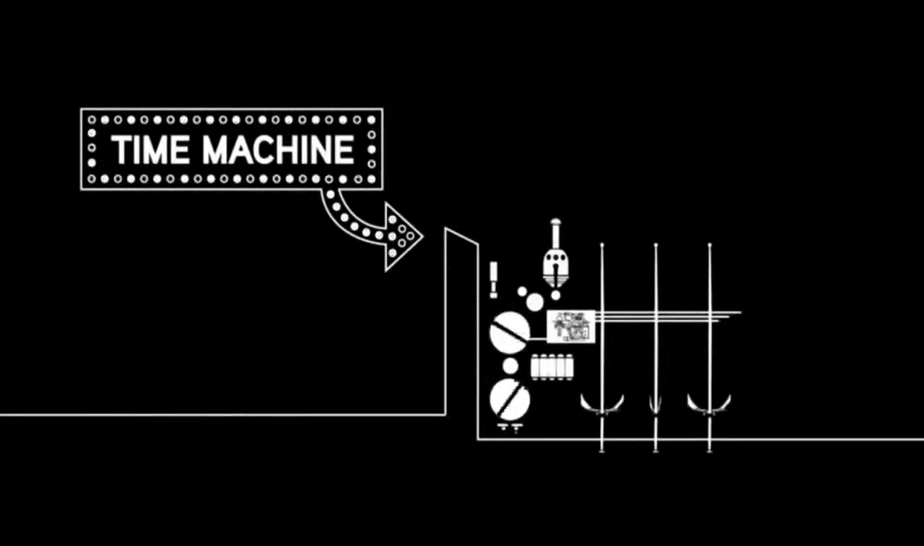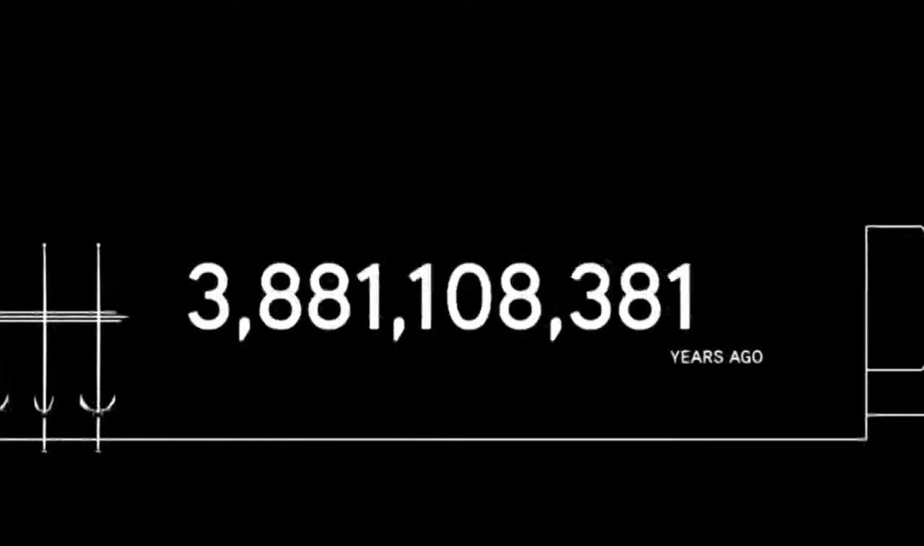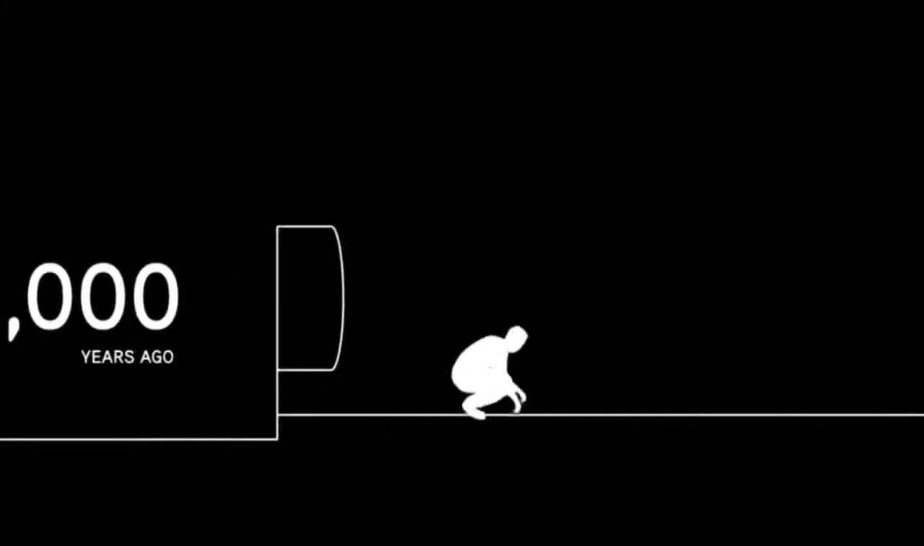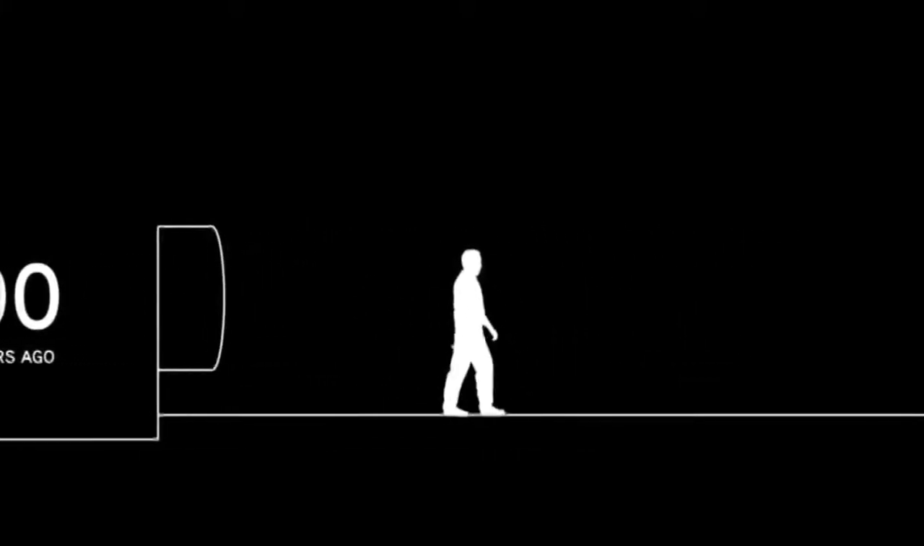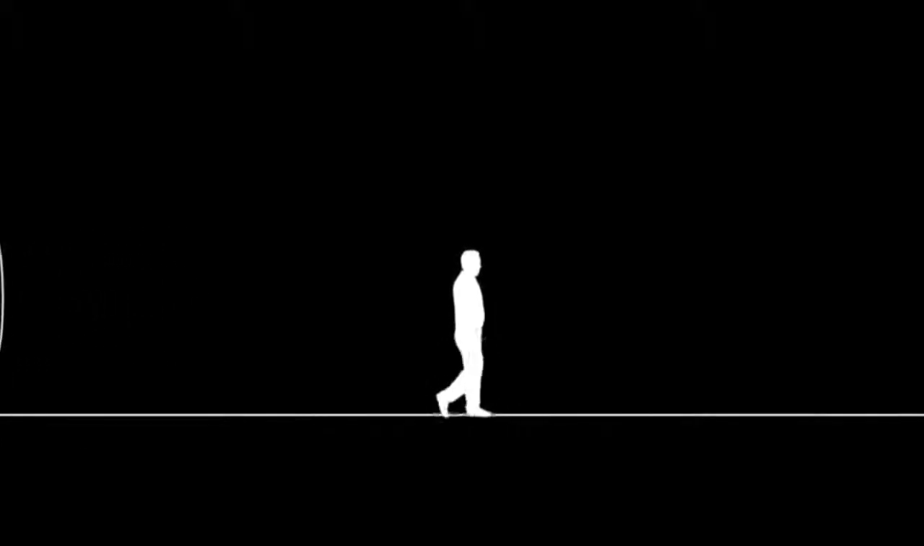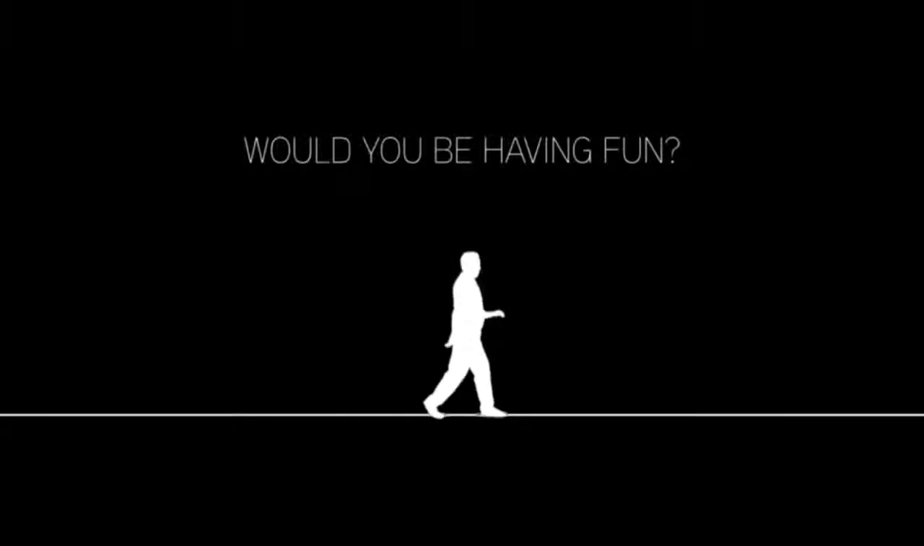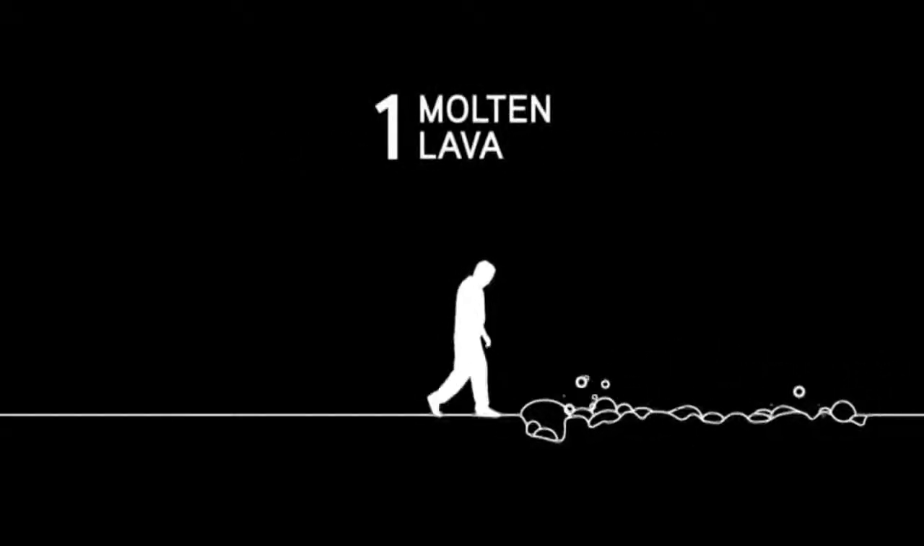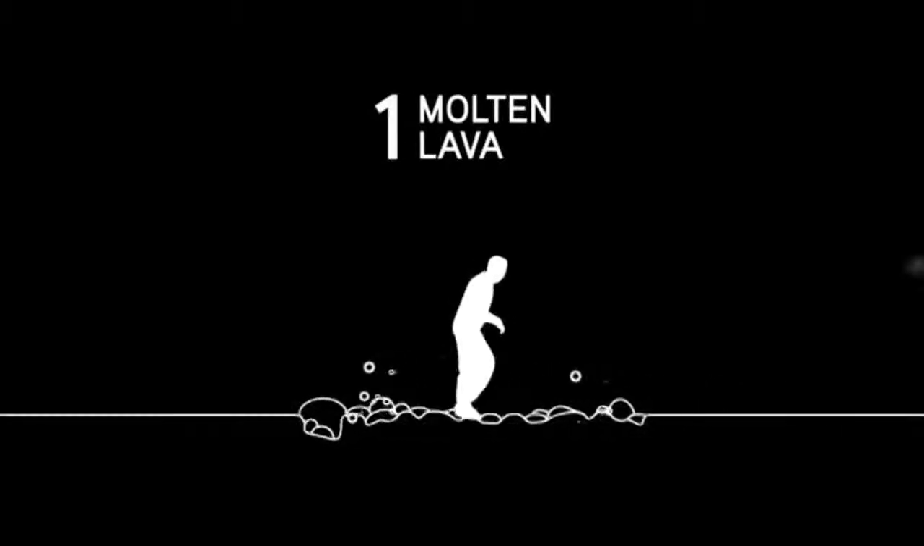Imagine you're in a time machine and you've traveled back 4.5 billion years. And what you're doing is you're taking a stroll on the early Earth. Now, what would it be like? And would you be having fun? Well, the answer is, I don't think you'd be having much fun. First, you'd be walking on molten lava. Ow. Not nice.